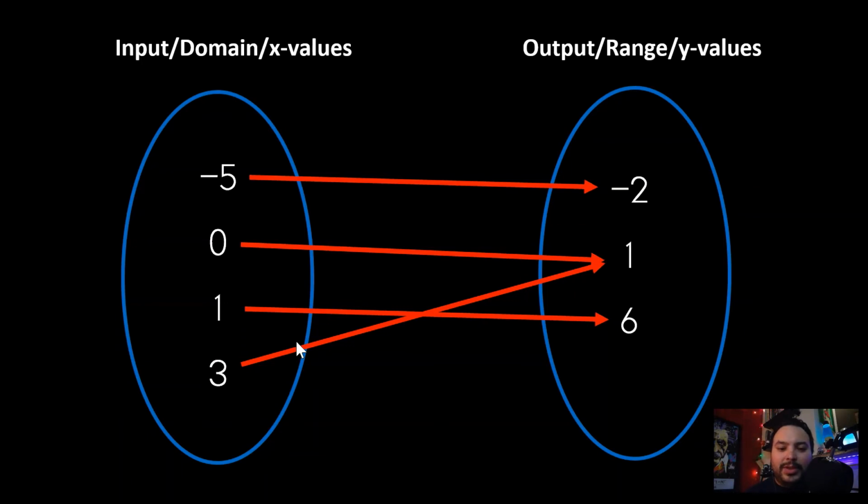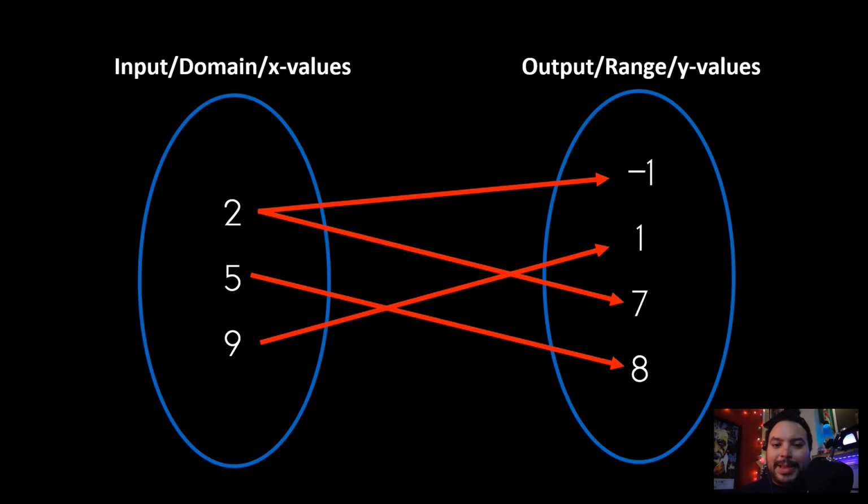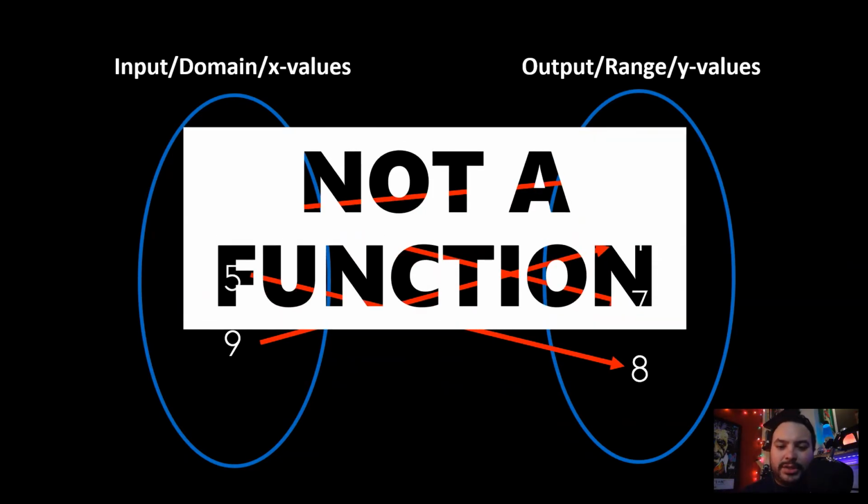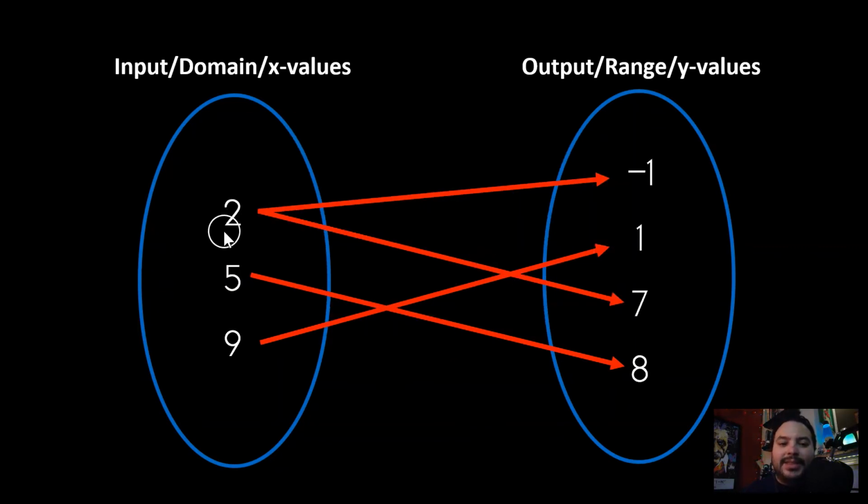So let's see what the other side looks like. This relation, this mapping, shows us an example of a non-function. It is a non-function because in this case you can see that the input value of 2 is paired with 2 output values. This domain value has 2 range values, which is not allowed in a function.